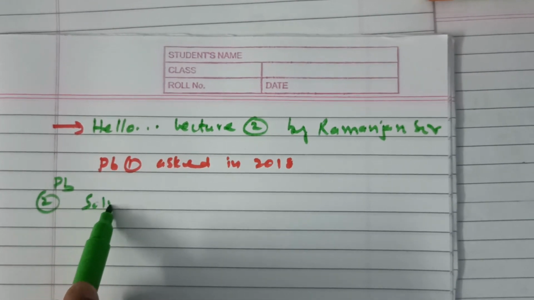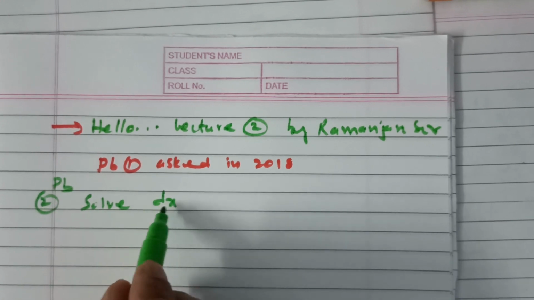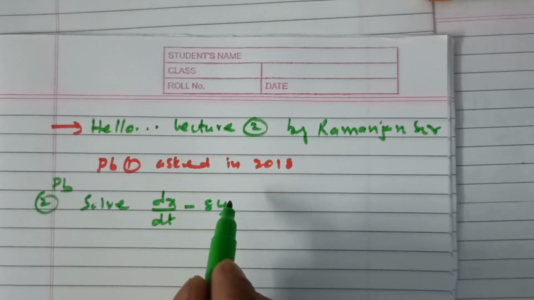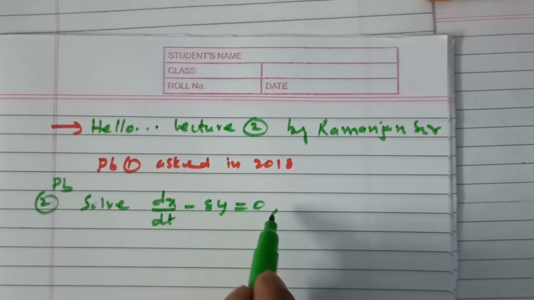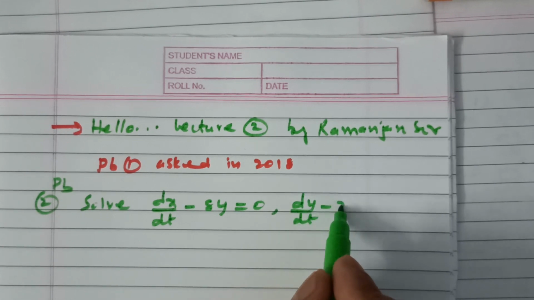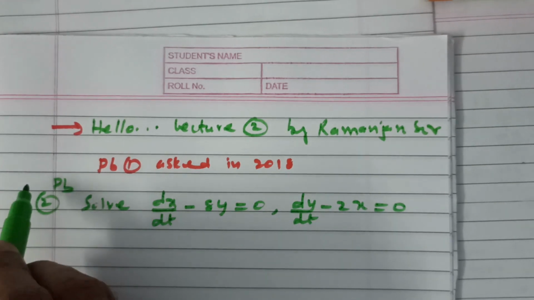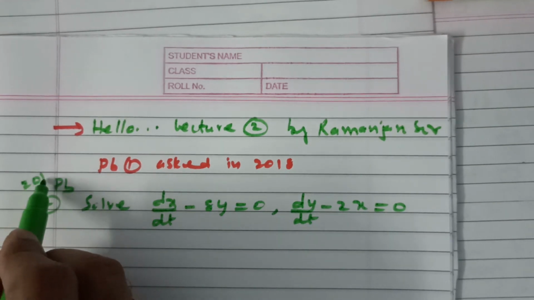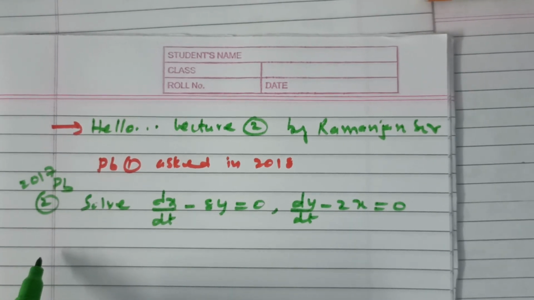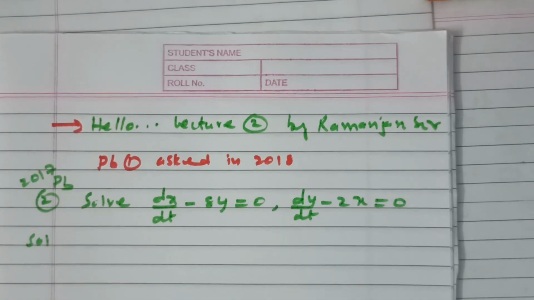Solve dx by dt minus 8y is equal to 0, comma dy by dt minus 2x is equal to 0. And this problem is asked in 2017. The solution for this is similar to that of problem 1.